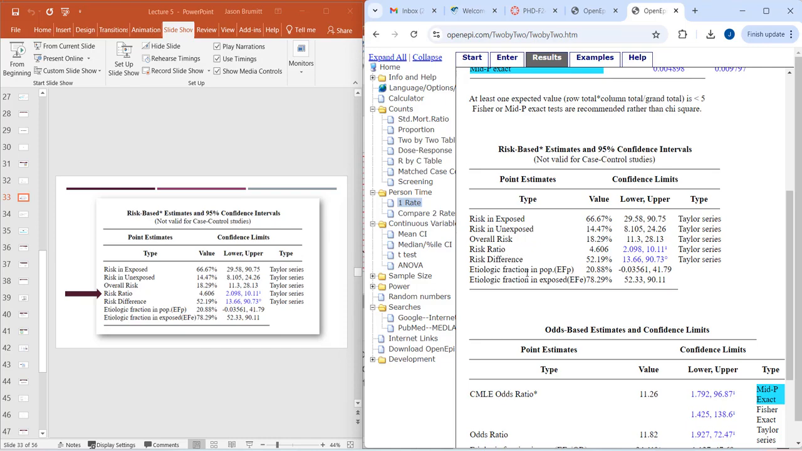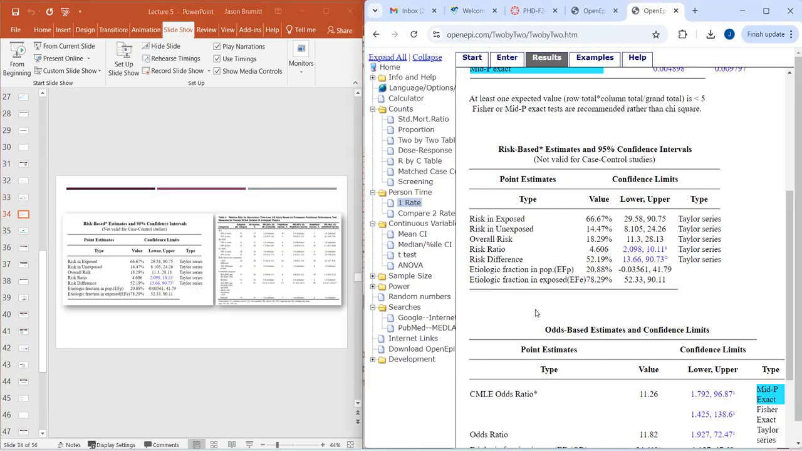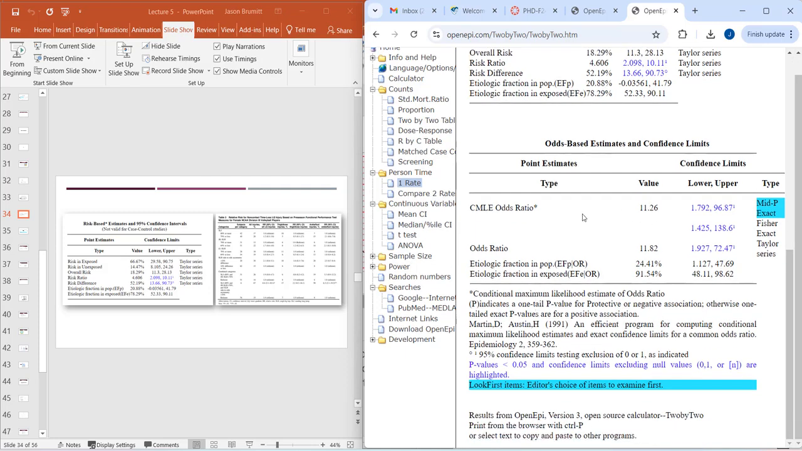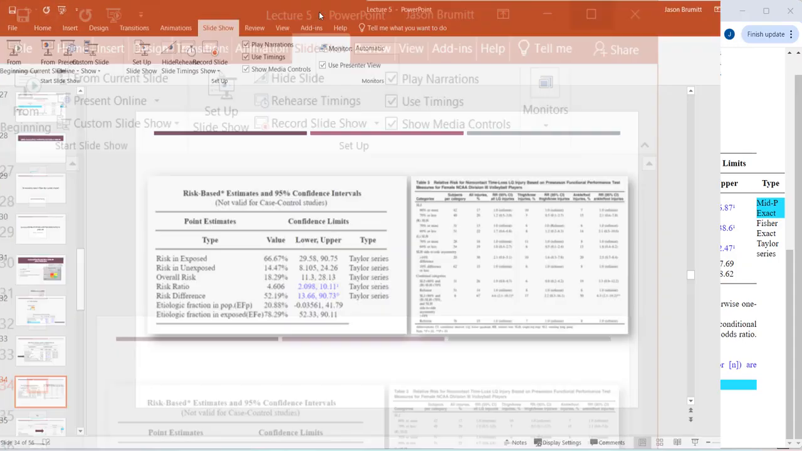But our risk ratio here, 4.6, meaning those in the at-risk group were 4.6 times more likely to get injured than those in the reference group. And we see our confidence interval. And again, they are in blue there or purple there to illustrate that it was significant. Now, when doing a 2 by 2 table, OpenEpi gives you the odds ratio. Let me blow this up for just a second.